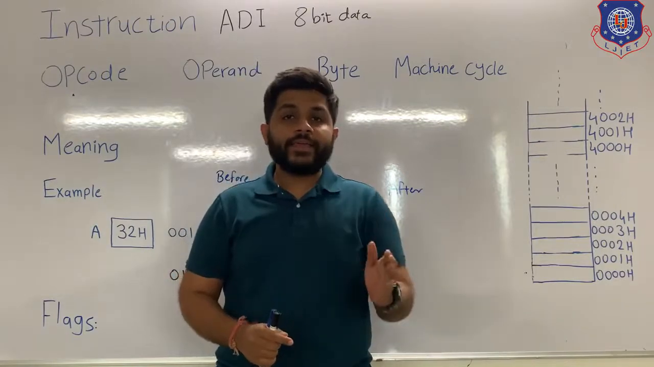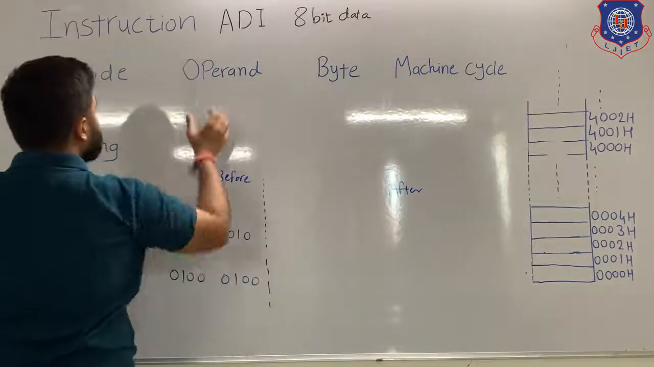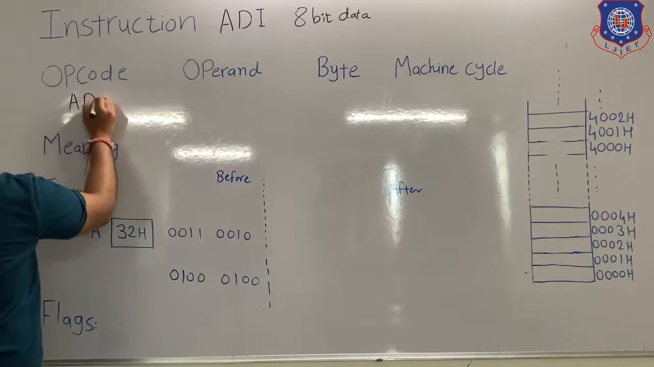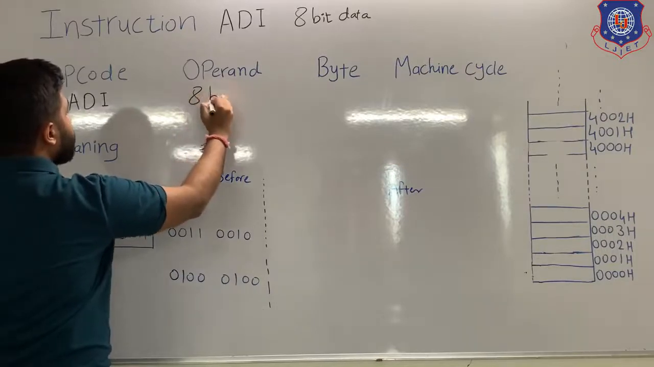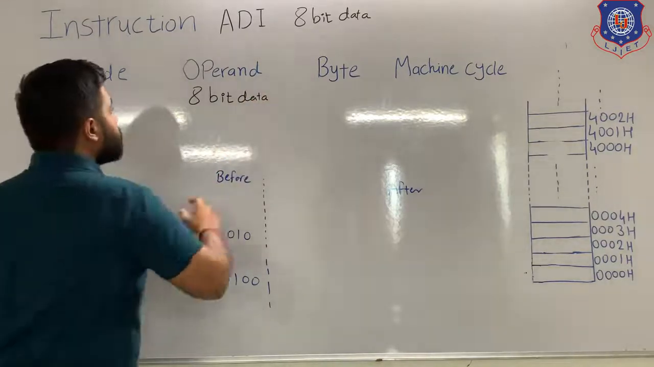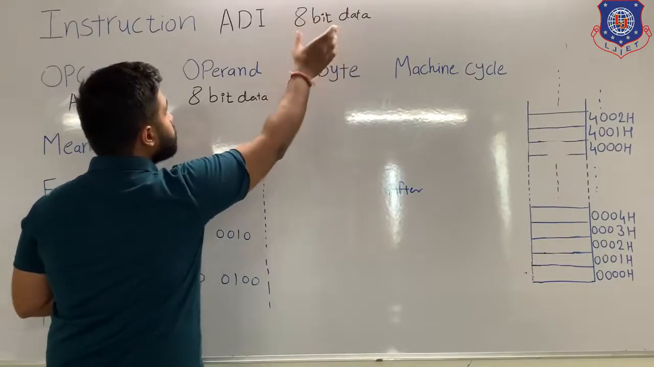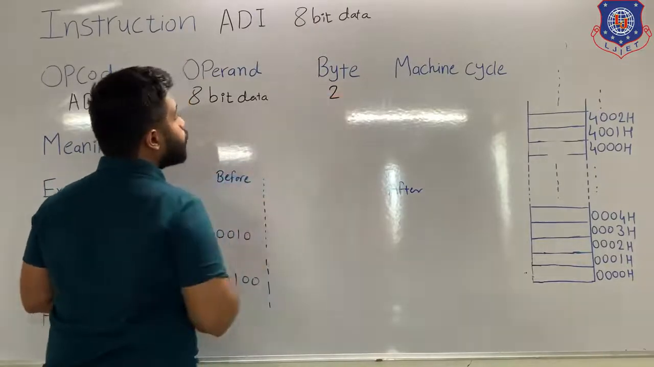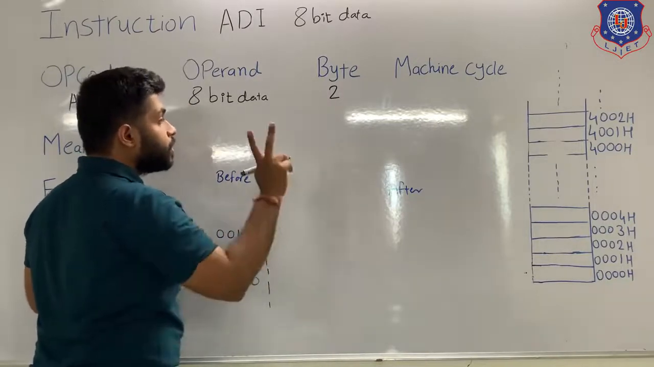See the instruction ADI 8-bit data. For this instruction, the first portion is known as opcode. So opcode is ADI. The remaining portion of the instruction is considered as operand, that is 8-bit data. In this instruction, you can see that an 8-bit value is present. Whenever an 8-bit value is seen in the instruction, it means the instruction is 2 bytes. 2 bytes means when this instruction is stored in the memory, it will occupy 2 memory locations.